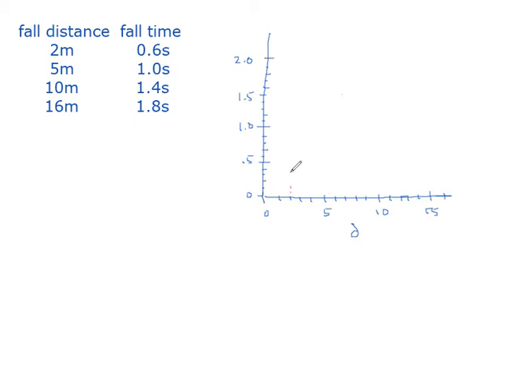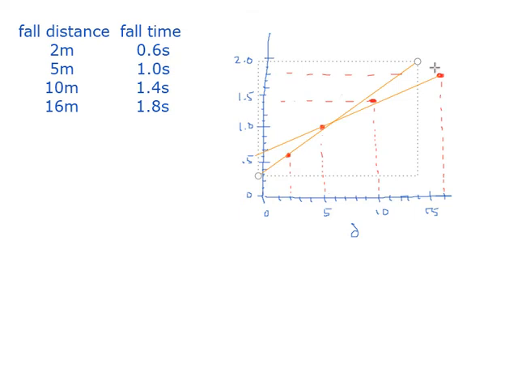A 2-meter drop takes 0.6 of a second. A 5-meter drop takes 1 second. A 10-meter drop takes 1.4 seconds. And a 16-meter drop takes 1.8 seconds. Now, if you go to draw a straight line through those, they don't exactly make a straight line, and that's a problem.